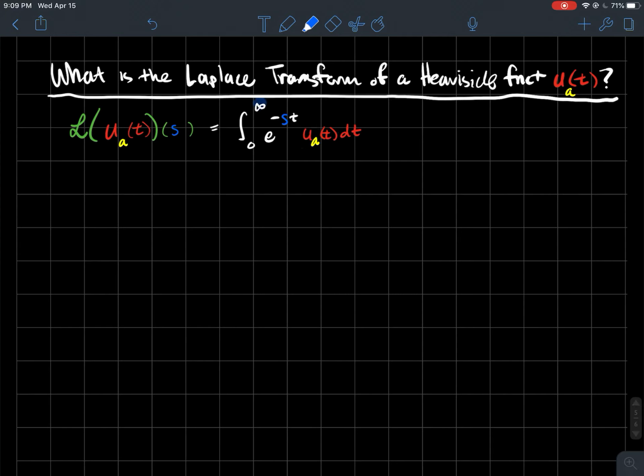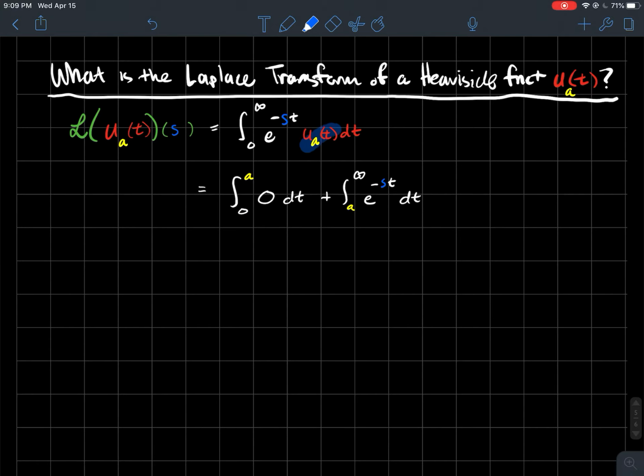So that suggests that you should split this integral into two integrals. One that goes from 0 to a, and the other one that goes from a to infinity. Remember, you can do that with integrals. But u_a is 0 if you're to the left of a, so therefore this whole integrand is 0 if you're to the left of a. So it's 0 for values from 0 to a is what I mean by that.